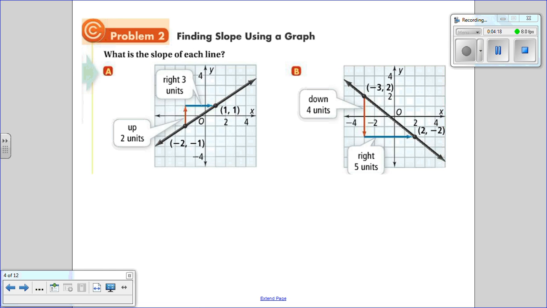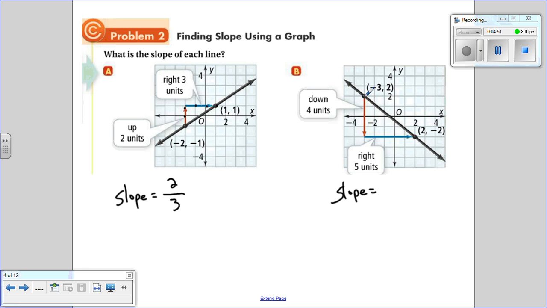What is the slope of each line? Well, in order to do that, we need to count. Okay, so slope is going to be our rise over run. So from this first point, how far do we go up? We go 1, 2. So our rise is a positive 2. And when we go to the right, that's also positive. And when we went to the right, 1, 2, 3. So our slope is 2 over 3.